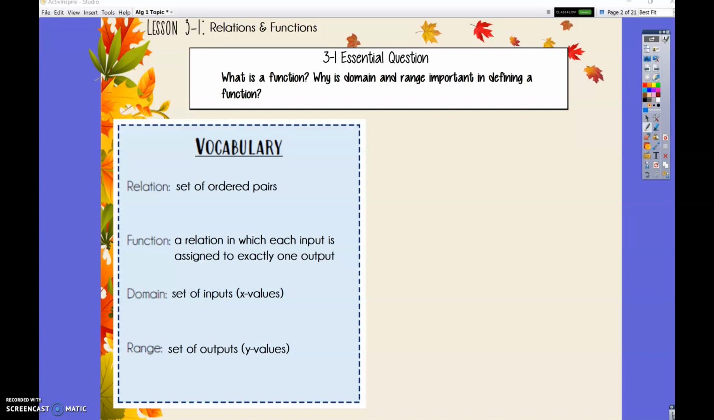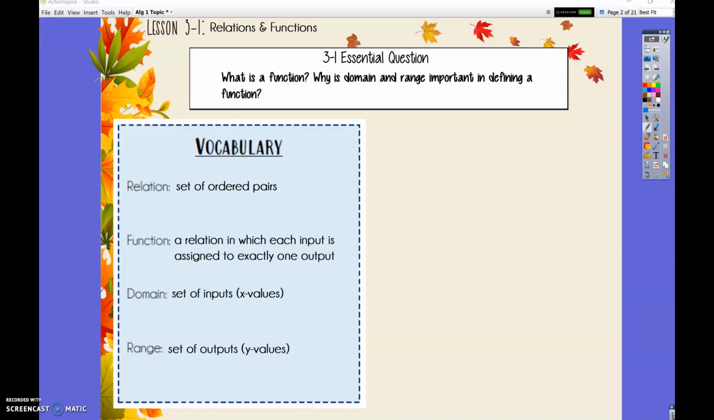In Lesson 3-1, we're going to be talking about functions. What is a function? What makes something a function? And more importantly, what are domain and range? And why are they important to define a function? So if you haven't done so, please make sure you read and write down the essential question for 3-1.